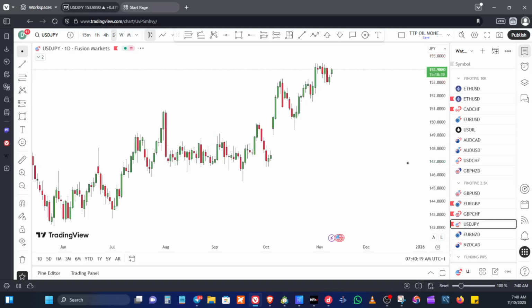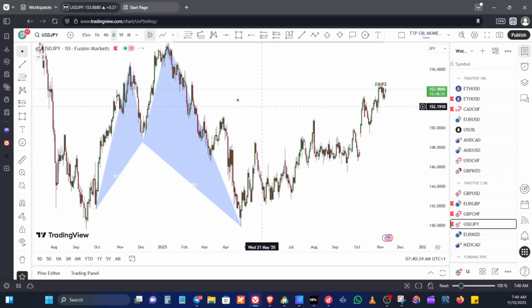For USDJPY, we are clearly bullish on this asset. Remember that we still have this other block that price is yet to react from.